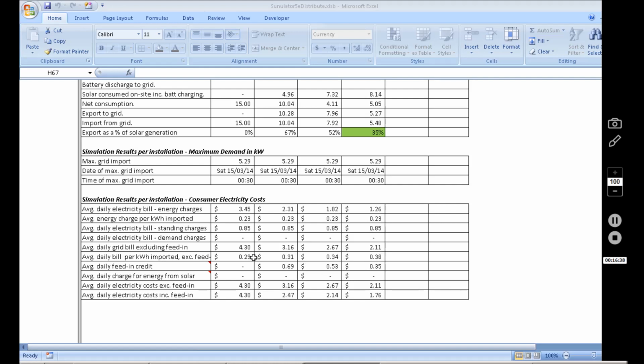And then we get into costs. So like how much you're paying per day for your energy and your standing charges and all that stuff, and how much you're earning per day from feed-in, from how much electricity you're feeding into the grid. So you're exporting more into the grid without the battery, which is going to earn you some extra money as well, which is worthwhile taking into account when you're weighing up what sort of size battery to include.